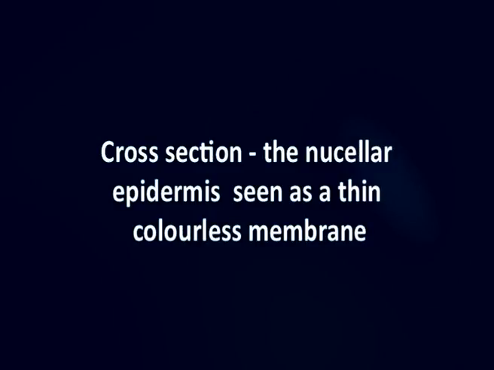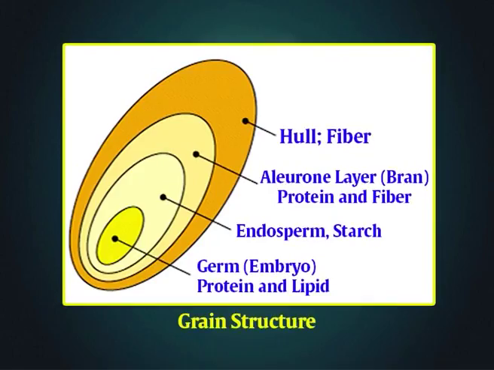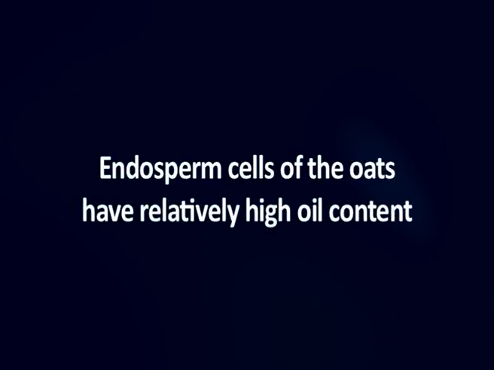It is generally covered with fine, silky hairs and includes the seed coat layers of cells, starchy endosperm and the embryo. In cross-section, the nucellar epidermis can be seen as a thin, colorless membrane. In the endosperm, there is a single aleurone layer. The cell walls are not thick. Starch granules are polydelphous. That is, they consist of many tiny granules which fit together to form a spherical structure. Endosperm cells of the oats have relatively high oil content.